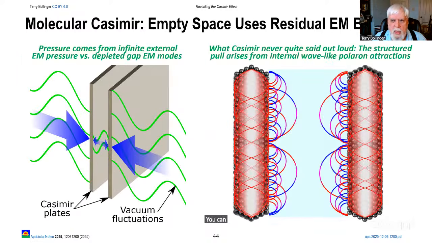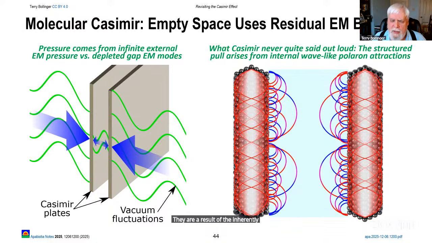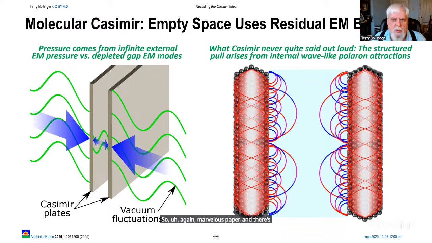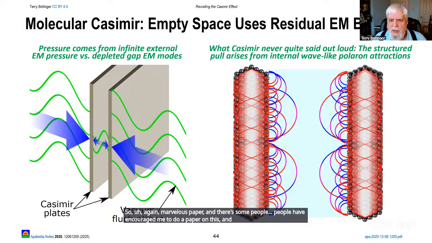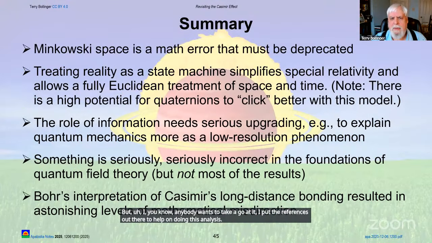You can see those again, instead of on the left, you want to look on the right. What you have are these loops of different charge distributions that have come into play at different levels. They're a result of the inherently wave-like nature of conduction electrons, and they're going to mimic and give results that look a lot like frequency exclusions. So again, a marvelous paper, and people have encouraged me to do a paper on this. My apologies, I've not gotten around to doing it, but if anybody wants to take a go at it, I put the references out there to help with this analysis. With that, we'll wrap this up.